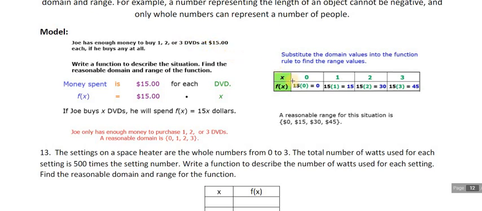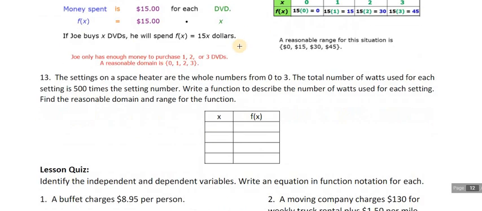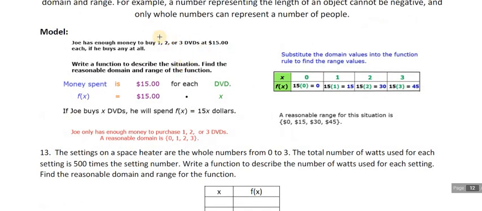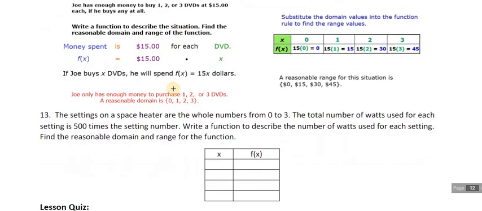He's going to buy 0 DVDs, 1 DVD, 2 DVDs, 3 DVDs, 4 DVDs, heck, maybe 10 DVDs if he's looking for a movie marathon. But this is definitely a discrete situation where we're only talking whole numbers. So if we were graphing this, we would not connect the ordered pairs. The domain here would be 0, 1, 2, 3, and could potentially go on farther, although this particular question only goes up to 3. And then its corresponding range would be $0 for 0 DVDs, $15 for 1 DVD, $30 for 2 DVDs, and $45 for 3 DVDs.